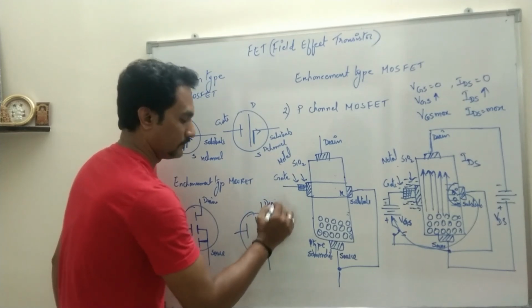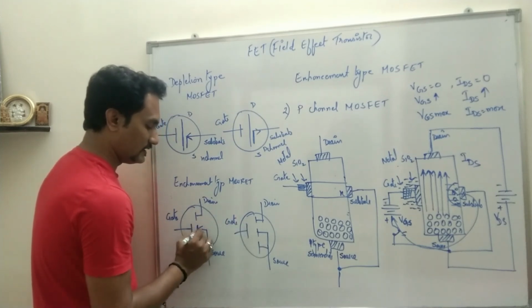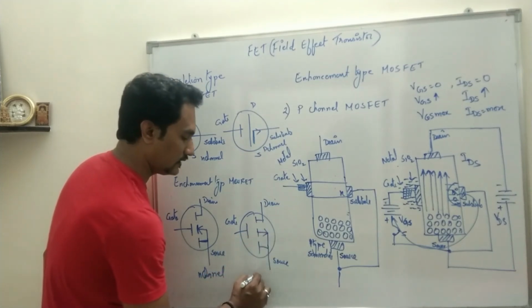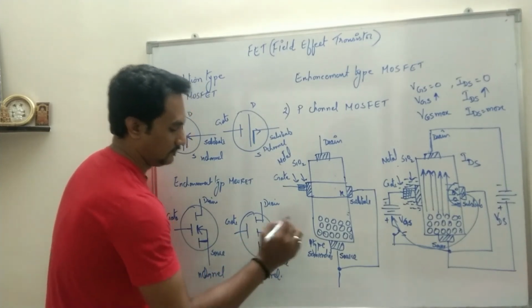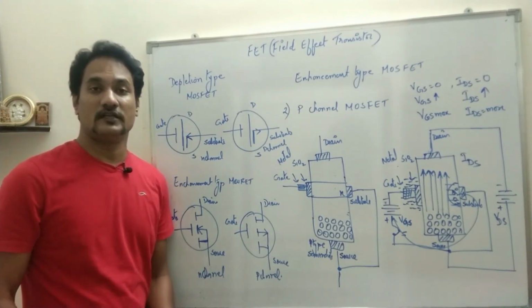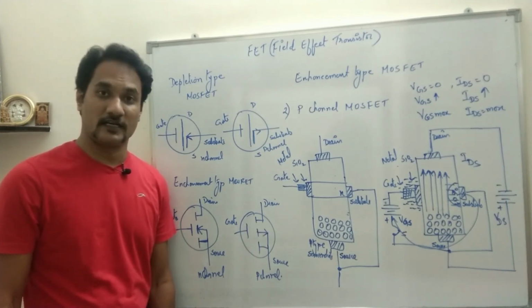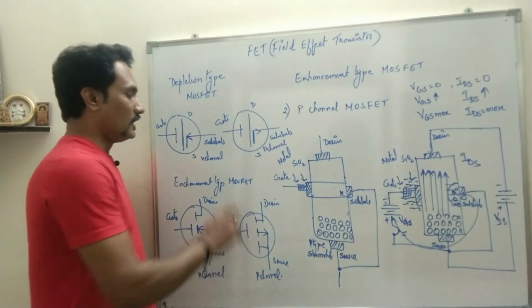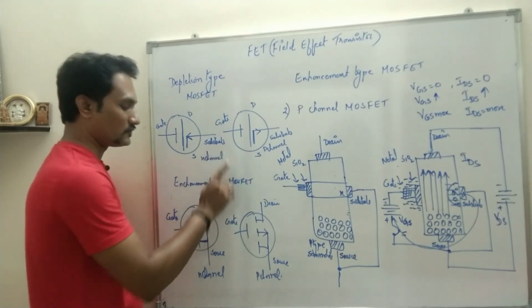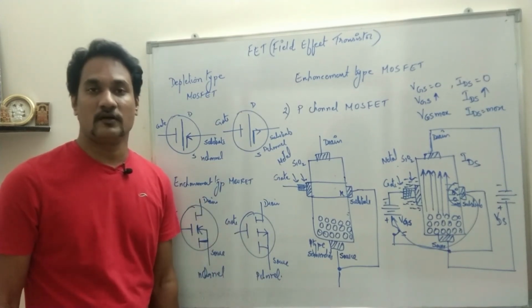Okay, so this is again drain, source, and gate. If the arrow mark is inward, it is N channel. If the arrow mark is outward, it is P channel. Okay, so just forget the symbolic representation which I told you earlier in depletion type MOSFET. Actually what I did is I told you the symbolic representation of enhancement type MOSFET there. So that was the mistake. So this is the symbolic representation of N channel, P channel depletion type MOSFET, and this is the symbolic representation of N channel and P channel enhancement type MOSFET.